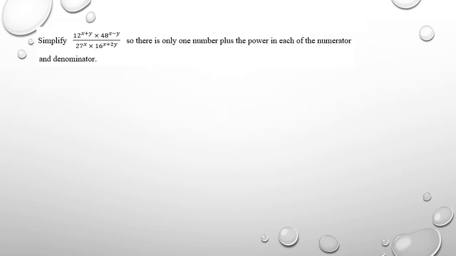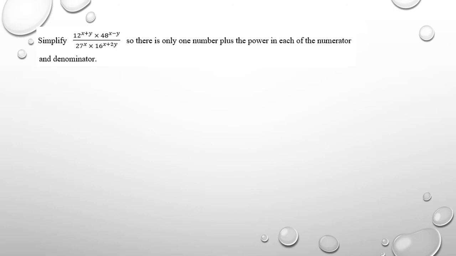Next question, simplify. This one looks very, very complicated, but it's not really if you look for hints and factors. So the 12, if you think about it, the factors are 3 and 4. The 48 comes from 16 times 3, which is also 3 times 4 times 4. And the 27 comes from 3 to the power of 3, which is 3 times 3 times 3. And the 16 comes from 4 times 4.